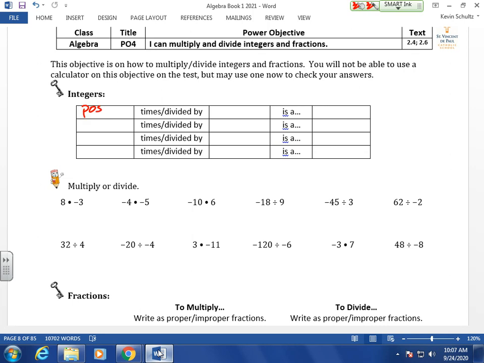A positive multiplied or divided by another positive is what? What sign does that have? Gino. A positive multiplied or divided by another positive will have a positive. Okay?